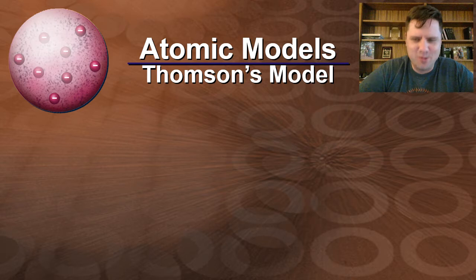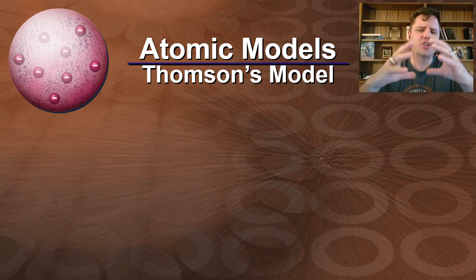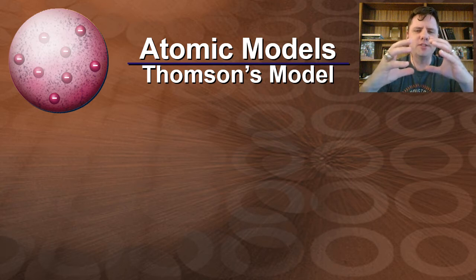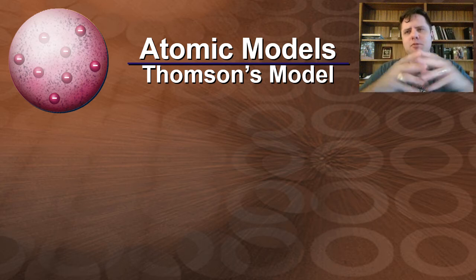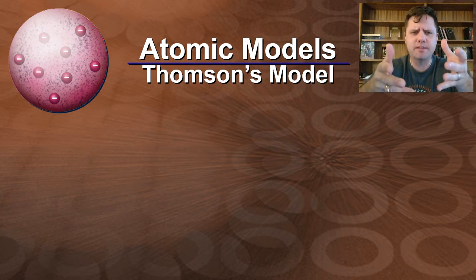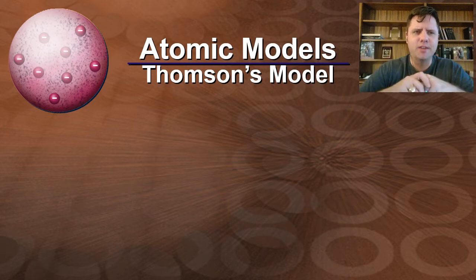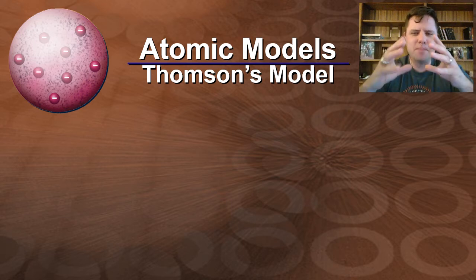Well, something that Thomson was very familiar with was plum pudding. And as he thought about the atom, he put forward the idea that atoms are made up of some sort of positively charged substance that has these negative pockets in it. And that's the way he described the atom, that the atom is made up of a positively charged substance that had these negative pockets. And those are kind of like the plums in the plum pudding.